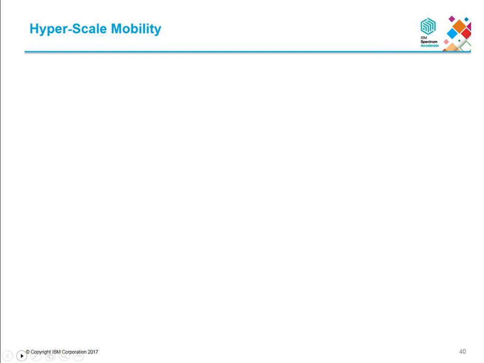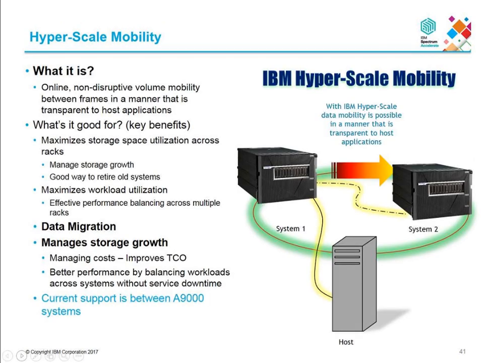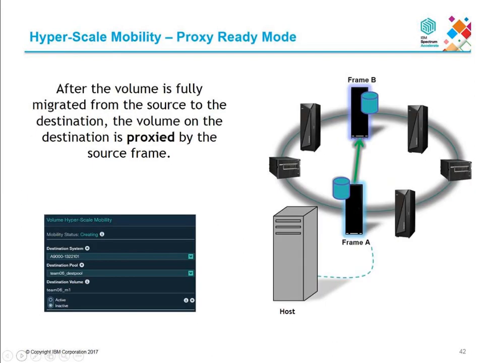What it allows us to do is move a volume from A9000 to A9000 without taking an application outage. I essentially do this by spoofing multipathing, by manipulating multipath to move that volume, and I'll show you how we do that. So I start my hyperscale mobility, and frame A starts to move the data to frame B.